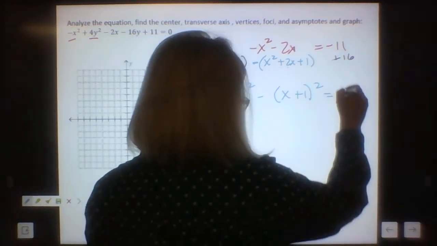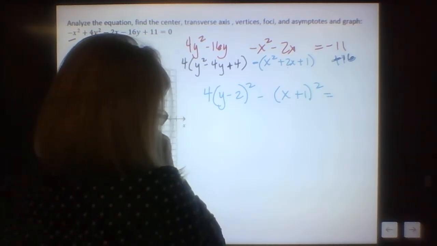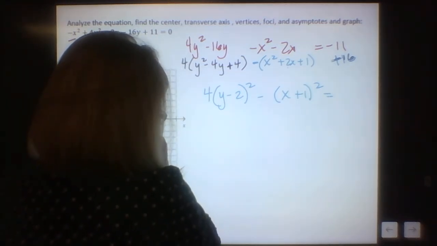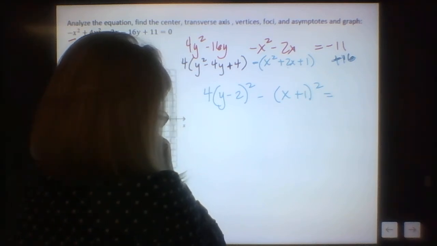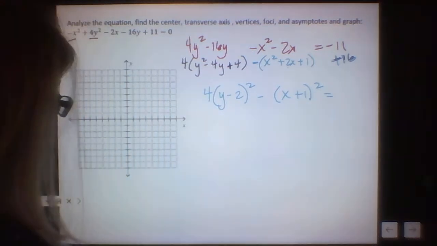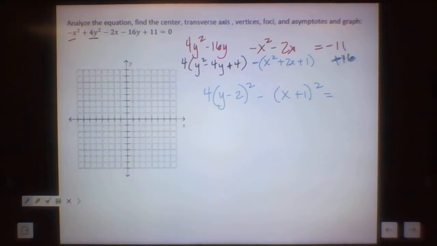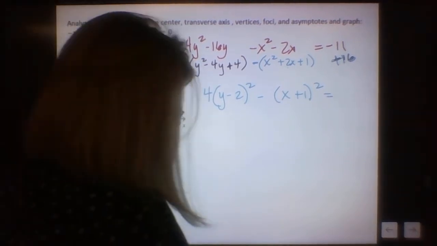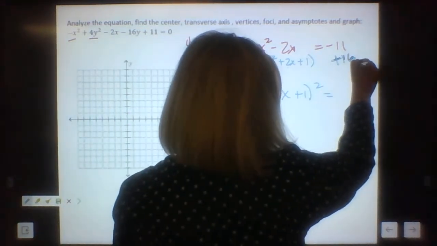Okay, I did that wrong. I was thinking wrong. So I added 1. Oh, I have to do the same thing. I was thinking opposite. I'm sorry. Okay. So it is subtracting 1, so I need to subtract 1.